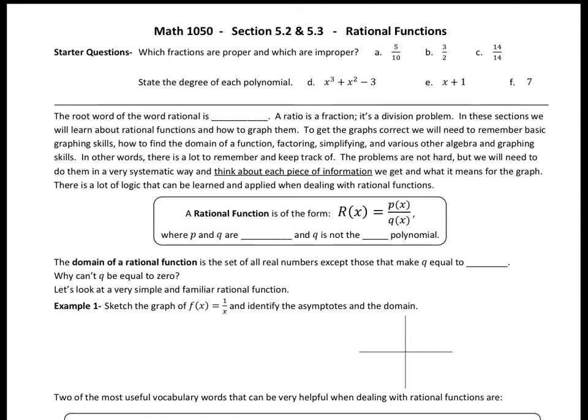Ratio. Ratio is the word that we're looking for in that blank, since it tells you right after that. So a ratio is just simply a fraction, right? A little division problem, okay?